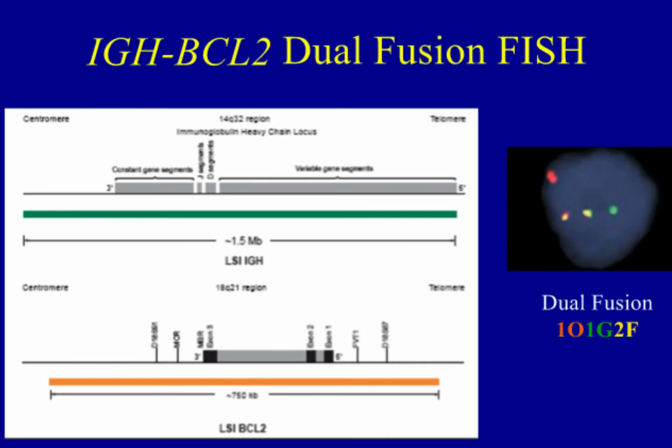This is just a picture so you can see. You're actually looking at some genes here now. We have a green probe and a red probe. The green probe is to the immunoglobulin gene. The red probe is to the BCL2 gene.